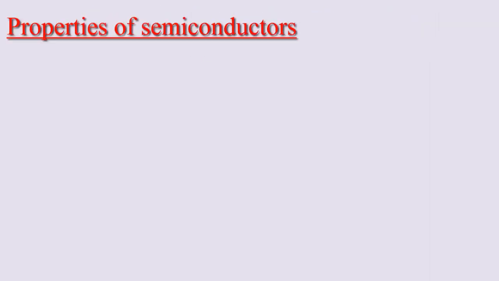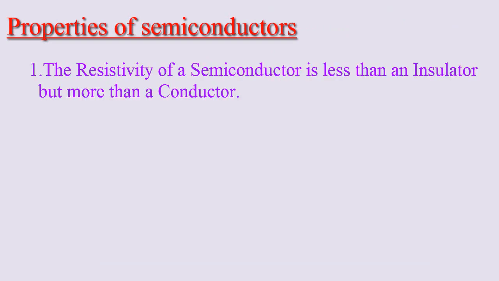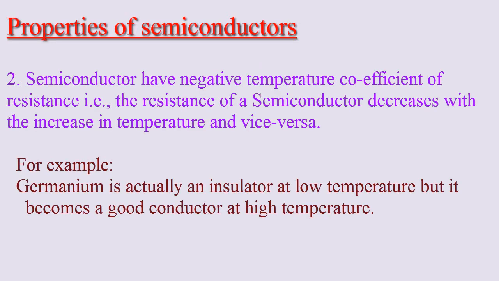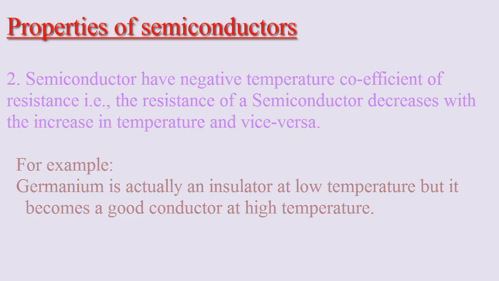Properties of semiconductors. Firstly, the resistivity of a semiconductor is less than an insulator but more than a conductor. Secondly, semiconductors have a negative temperature coefficient of resistance, that is, the resistance of a semiconductor decreases with the increase in temperature and vice versa. For example, a semiconductor like germanium is actually an insulator at low temperature, but it becomes a good conductor at high temperature.